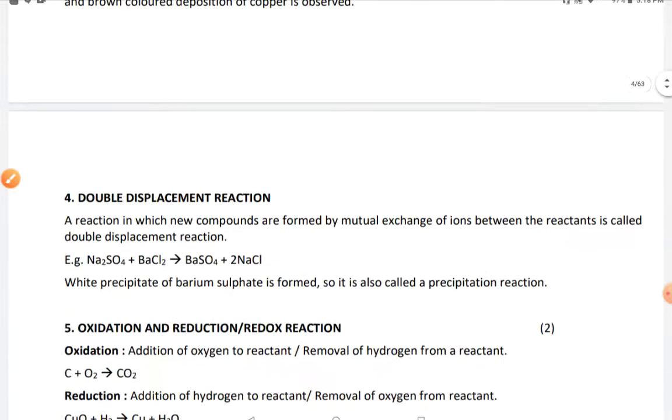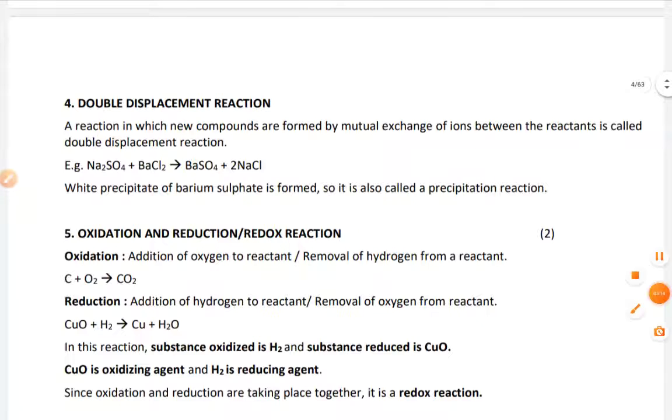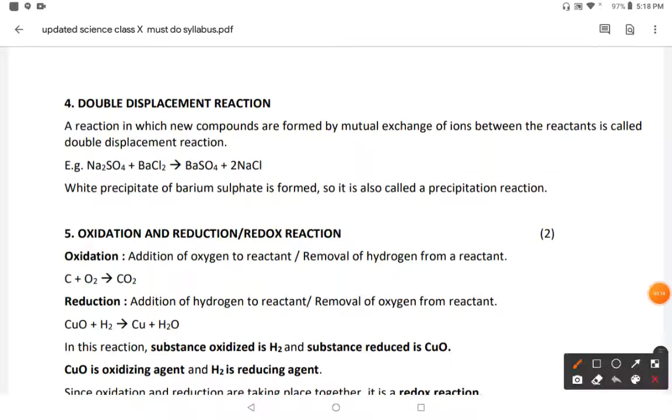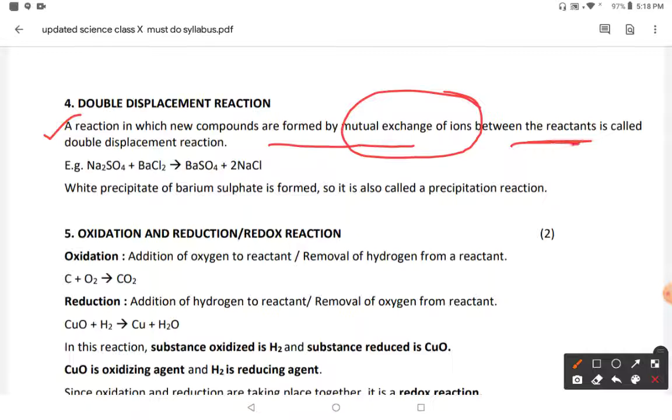Next reaction is double displacement reaction, and in the double displacement reaction, a reaction in which new compounds are formed by mutual exchange of ions. Very important term. Here exchange of ions will take place between the reactants, and this reaction is called double displacement reaction. It means sodium sulfate and barium chloride.